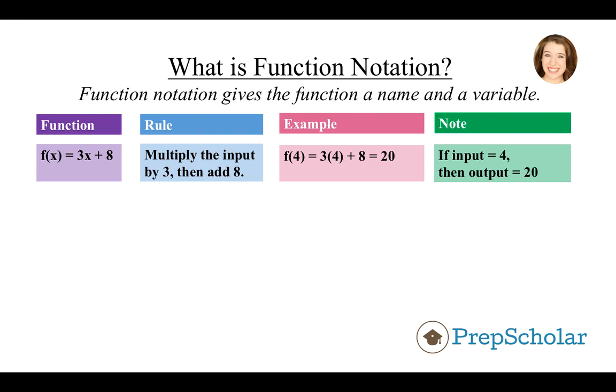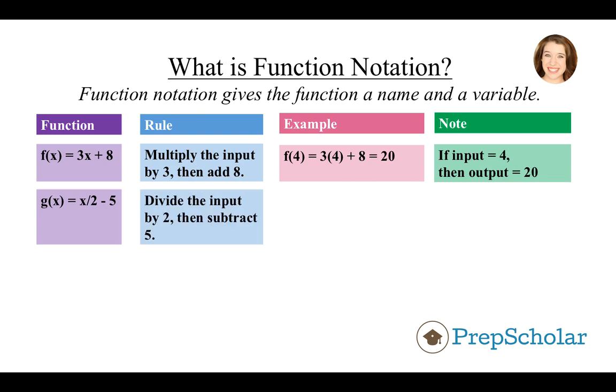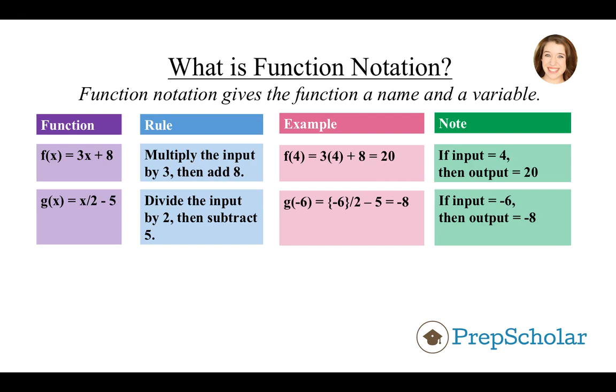So let's try another example. How about this function? g of x is equal to x divided by 2 minus 5. So the rule here for the function is that we're going to divide the input x by 2 and then subtract 5. As an example, let's use the input negative 6. That would be negative 6 divided by 2 minus 5, which would ultimately lead us to negative 8.